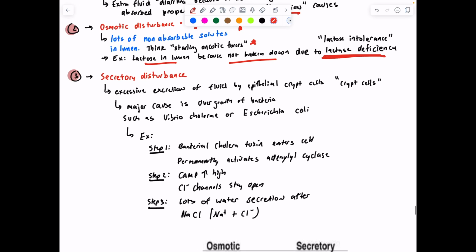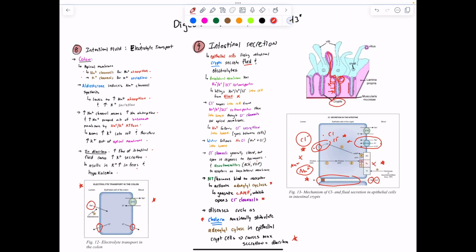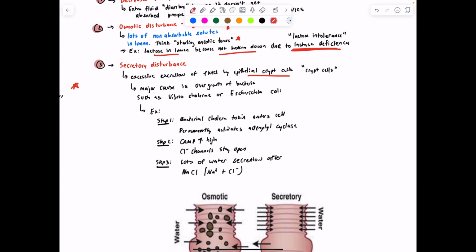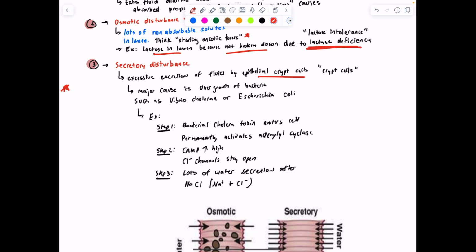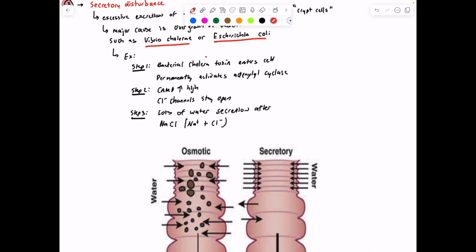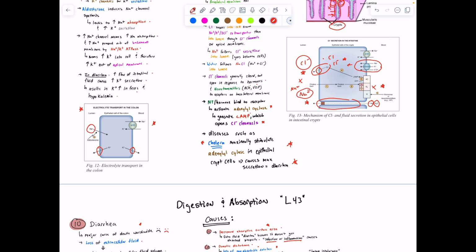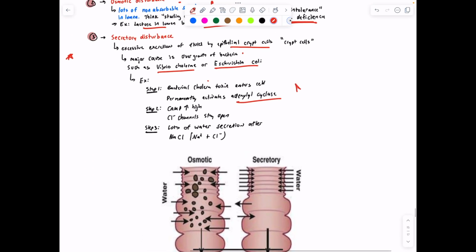And then secretory disturbance, the third cause: excessive secretion of fluid by epithelial crypt cells. Again, that's these guys right here, epithelial cells lining the invaginations along the GI tract, adjacent to the villi. Major causes are overgrowth of bacteria such as Vibrio cholerae or E. coli, and basically the bacterial cholera toxin enters the cell and permanently activates adenylyl cyclase. We know that adenylyl cyclase is going to open the chlorine ion channels, which causes chlorine to leave, which causes sodium to come out paracellularly, which causes water to follow. And so these toxins permanently activate adenylyl cyclase, keep cAMP levels high, keep chlorine ion channels open, and result in a lot of water coming out.